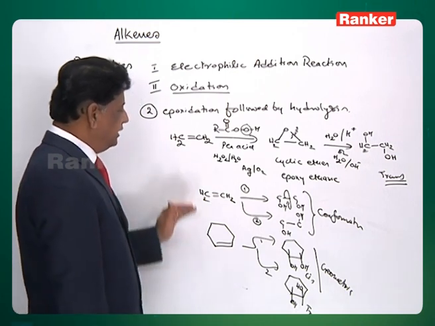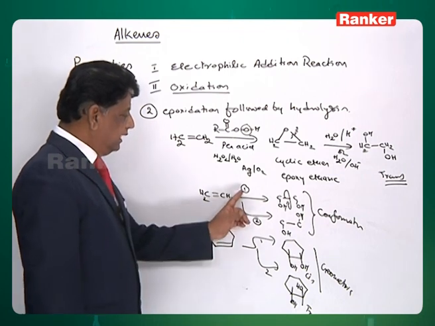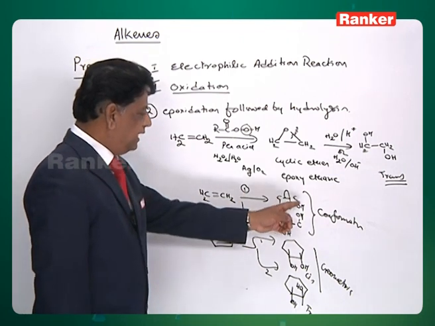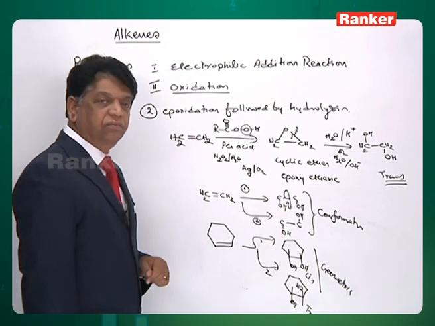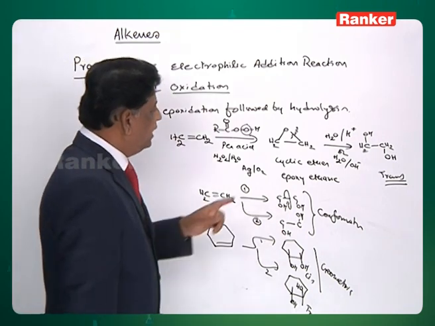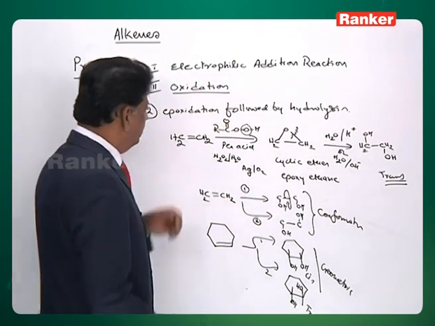Right now it's enough that the first type of oxidation, alkaline KMnO4, gives a cis type, and epoxidation followed by hydrolysis will give the trans type. In the hydrolysis also there is one small point, we will see that.